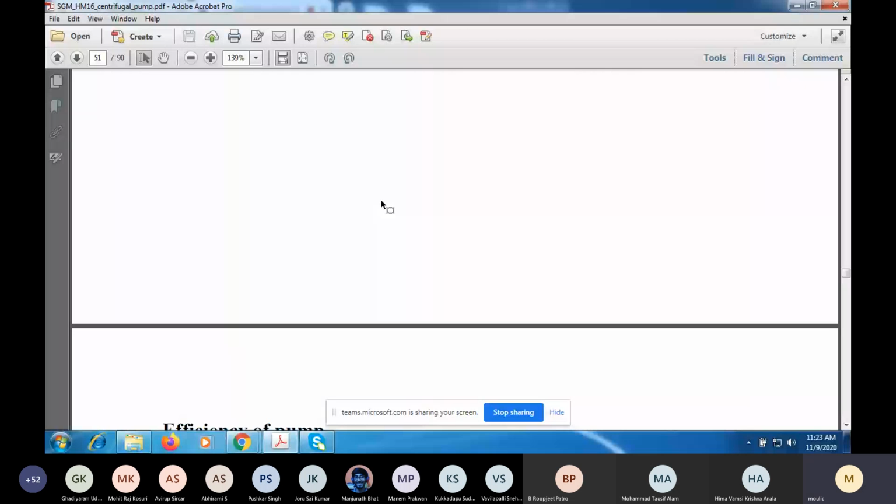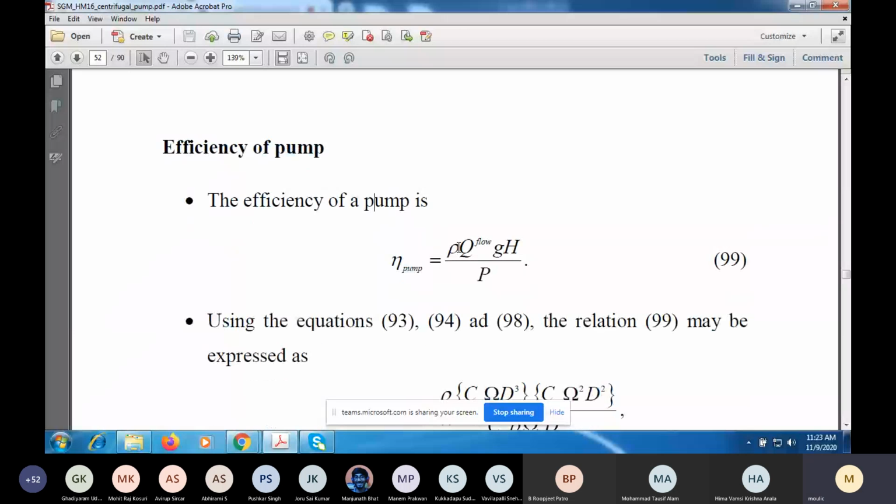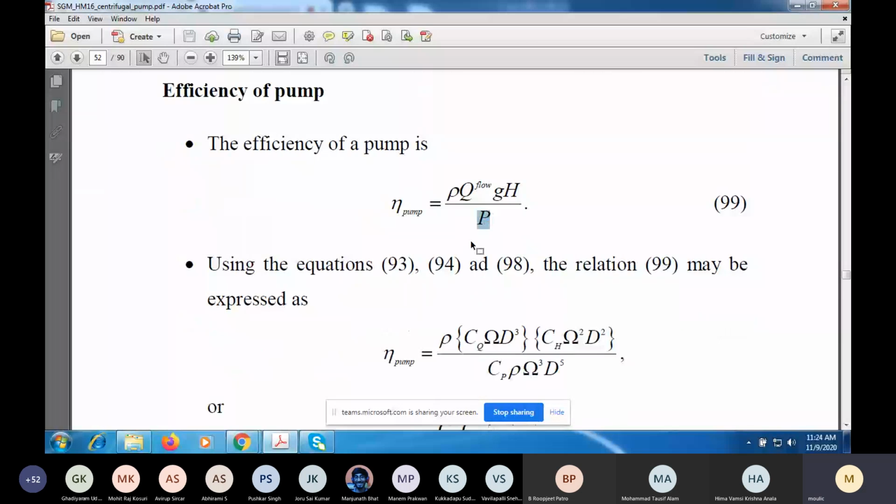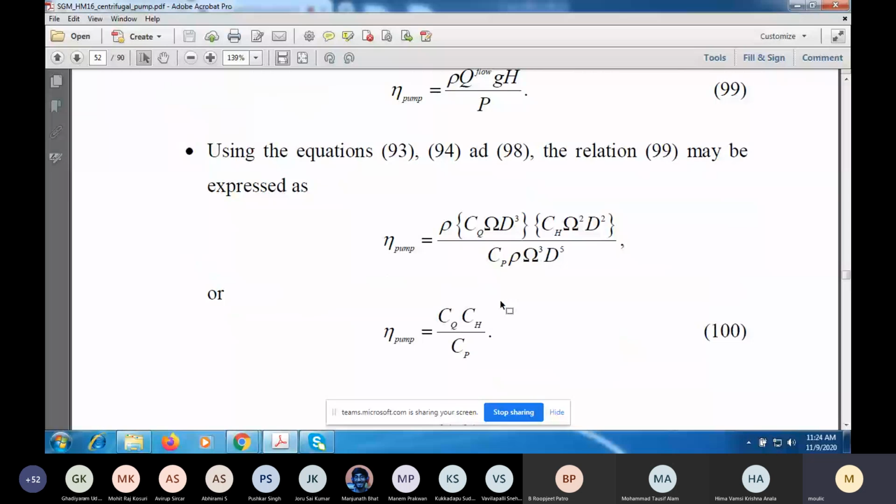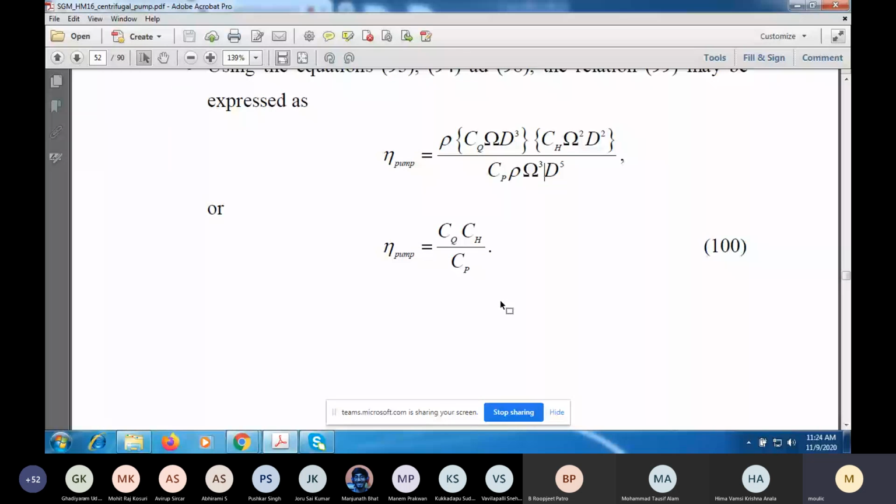Now the overall efficiency of the pump is the energy that is imparted to the fluid, rho Q gH, divided by the power input to the pump. Now I can write Q flow as CQ times omega D cube. gH can be written as CH times omega squared D squared, and P can be written as CP times rho omega cube D to the fifth. So you see that eta for the pump, the efficiency, is CQ multiplied by CH by CP.